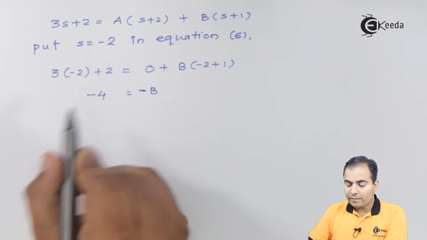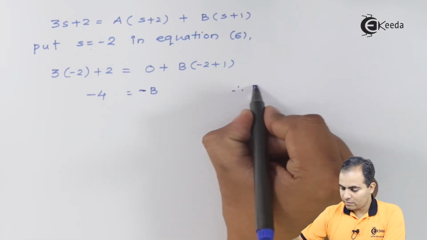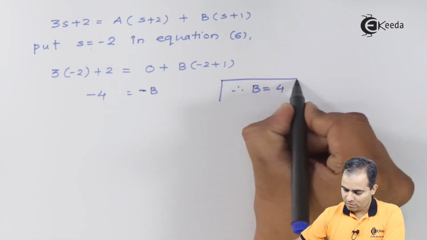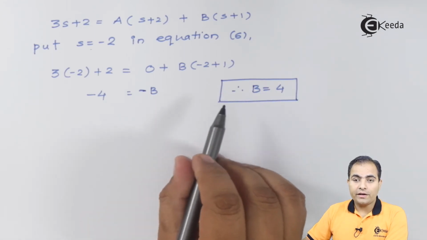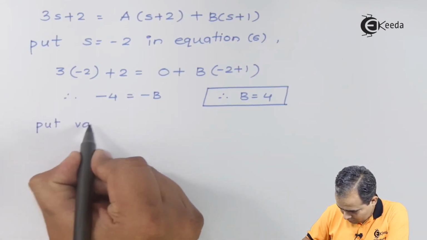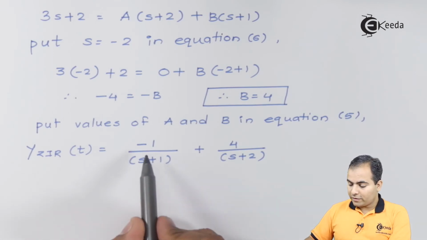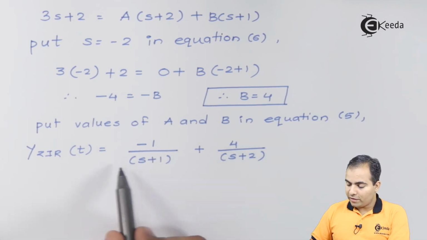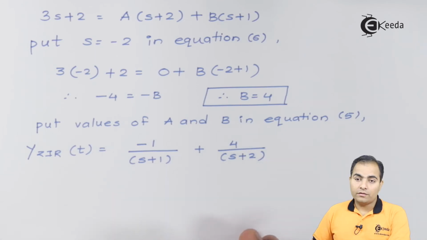Now if I multiply minus sign on both the sides, what you will get? The b value will be 4. Now what is our next step? Substitute the values of a and b in equation number 6. Now after substituting the values of a and b, we have got minus 1 upon s plus 1 and 4 upon s plus 2.